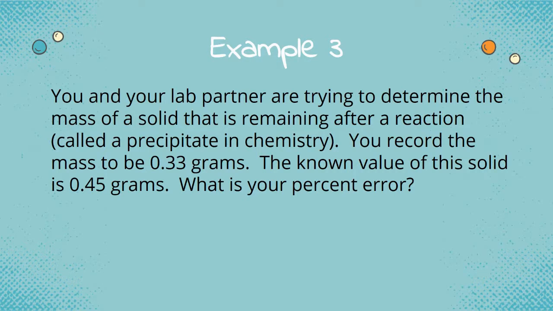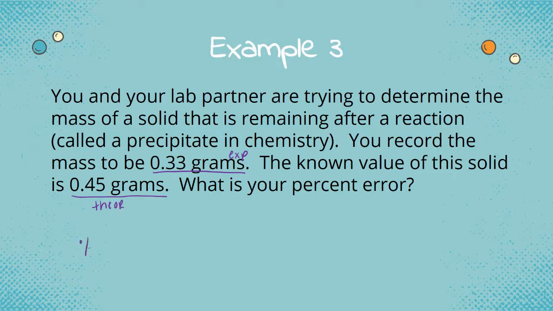All right, now that you tried it yourself, let's see how you did. You and your lab partner are trying to determine the mass of a solid that's remaining after a reaction. This is called the precipitate. We'll do a lot of this in second semester. You record the mass to be 0.33 grams. The known value is 0.45 grams. What is your percent error? So because I recorded this, it is the experimental, and the known value, that's the theoretical.